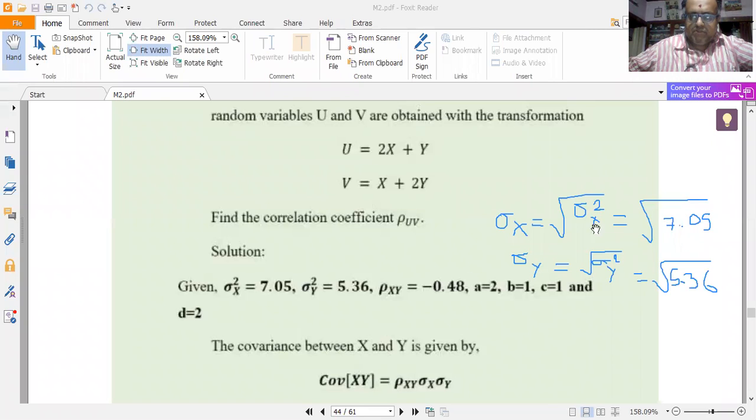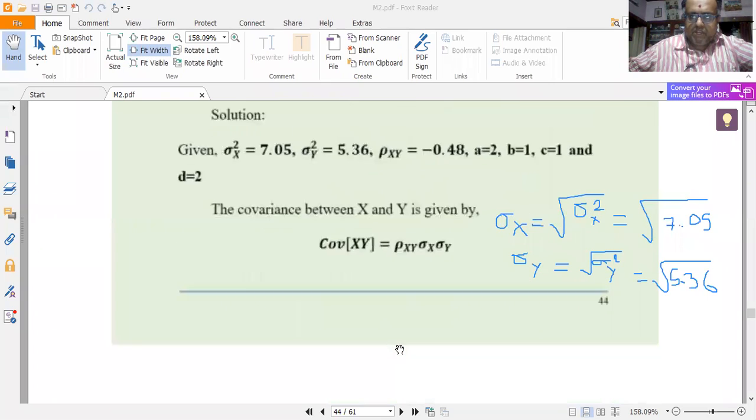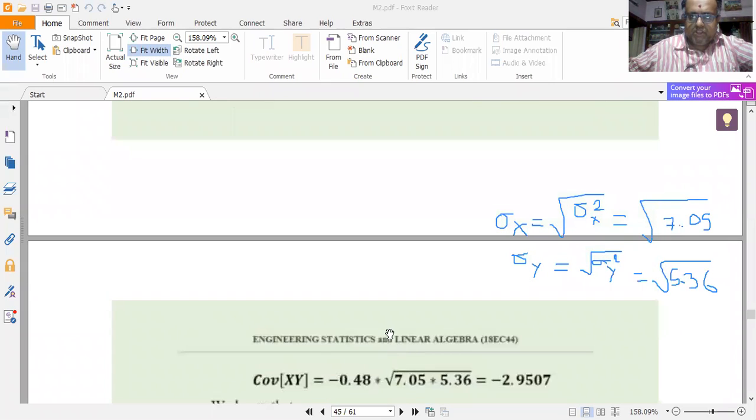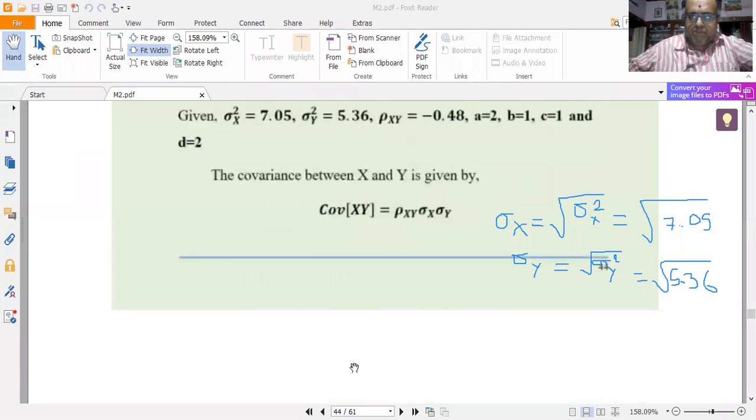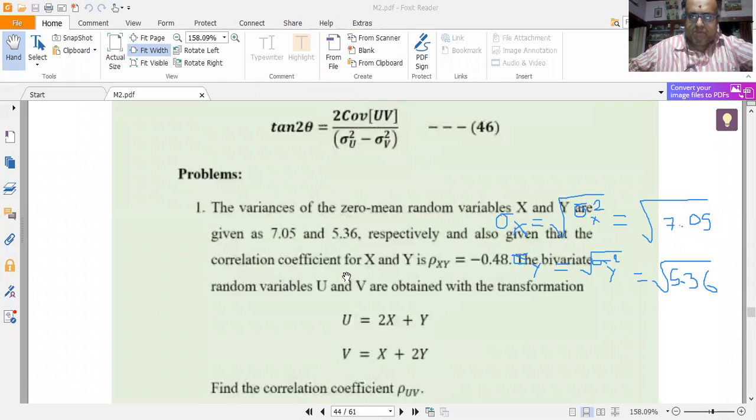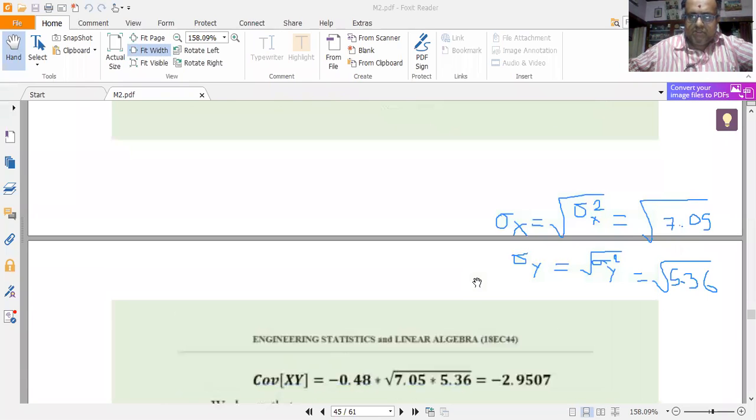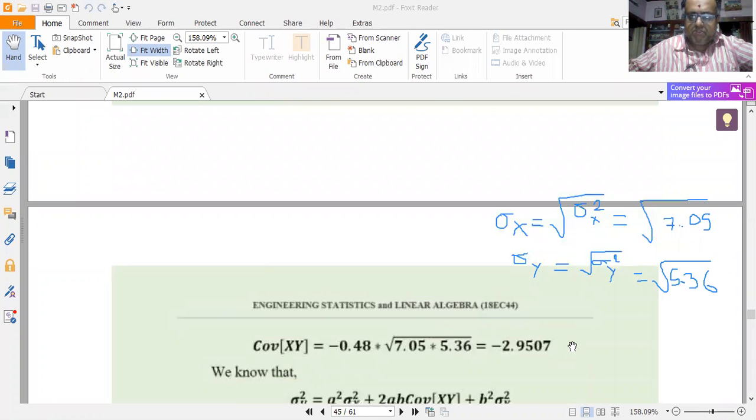So now I shall substitute sigma x, sigma y and rho xy into this formula. By substituting, I get covariance of xy is equal to minus 0.48, which is already given in the problem, into square root of 7.05 into square root of 5.36. So covariance of xy is found to be equal to minus 2.9507.